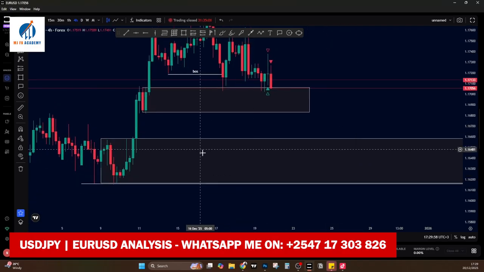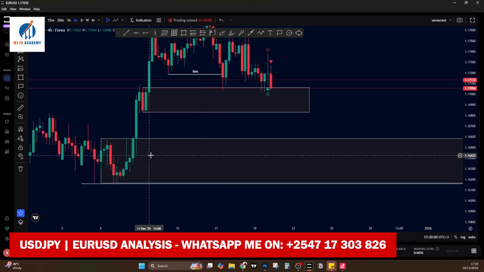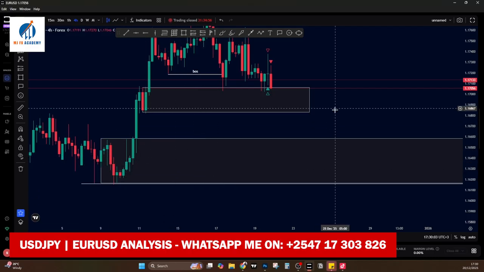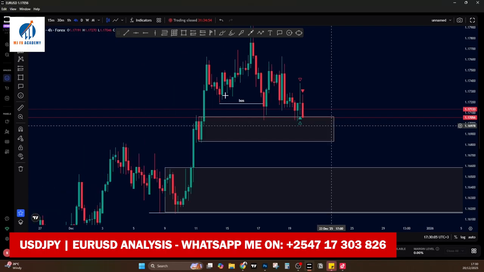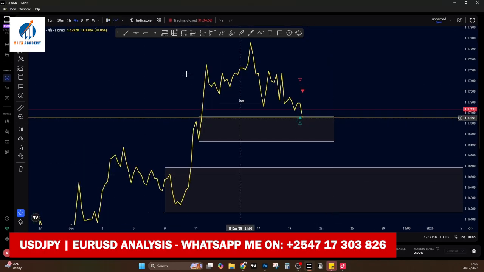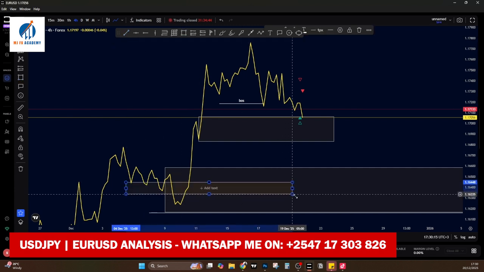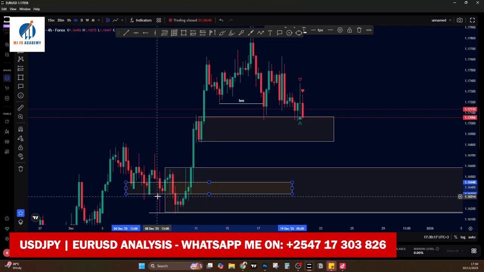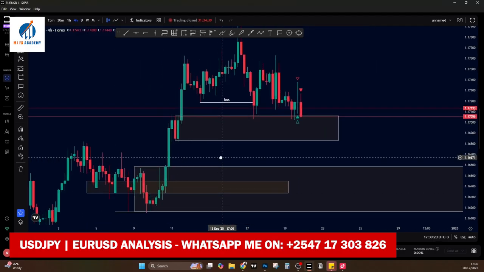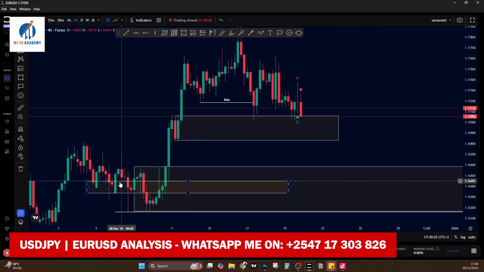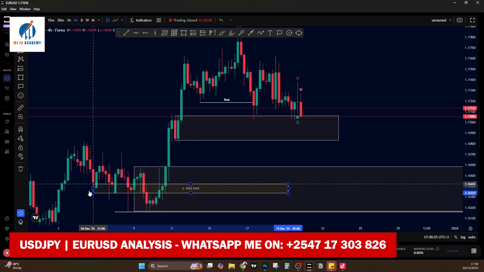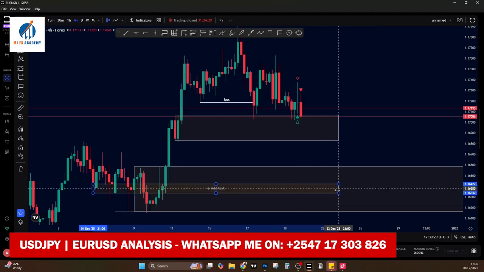And where are we selling to? We are selling to this area here. And I am thinking that all this area, let me see what is here. So we have this one here. This is a breaker block, which I think the market will buy from.